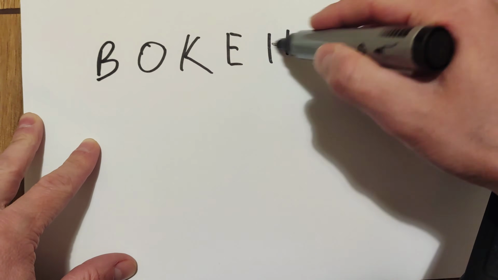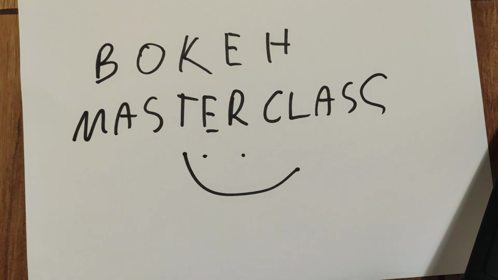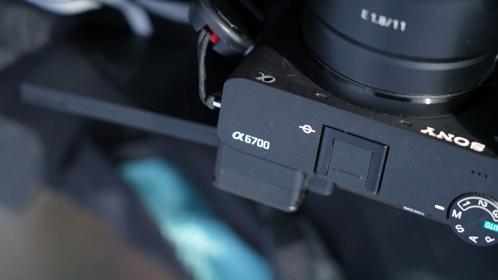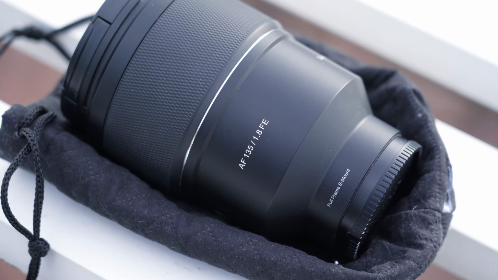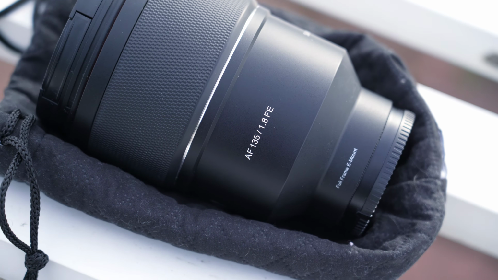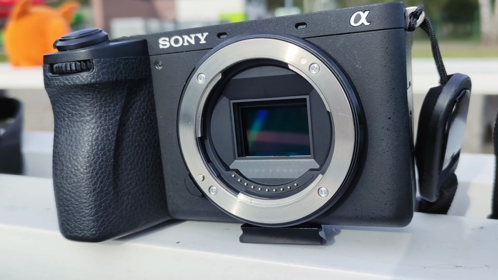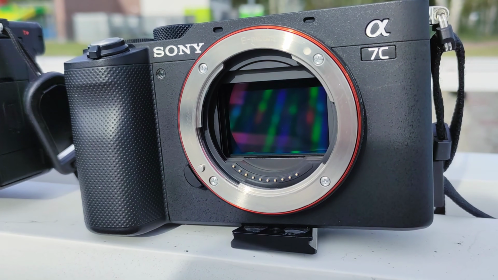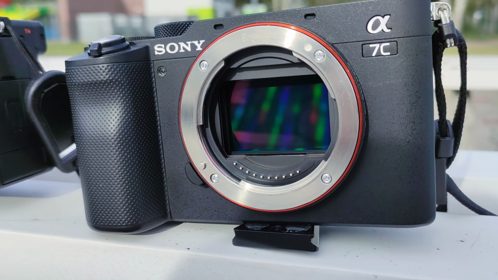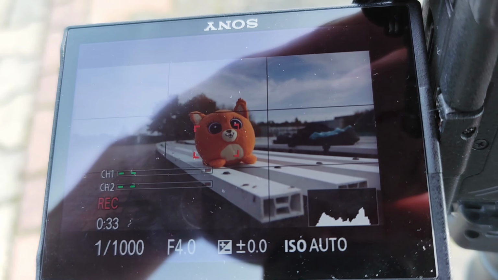Hello guys, and today we will get to know everything about bokeh. Yes, bokeh, aka depth of field or blurry background. And to explain everything about this, I'm going to use two cameras: an APS-C and a full frame camera, a 6700 and an A7C, and I will use three lenses.